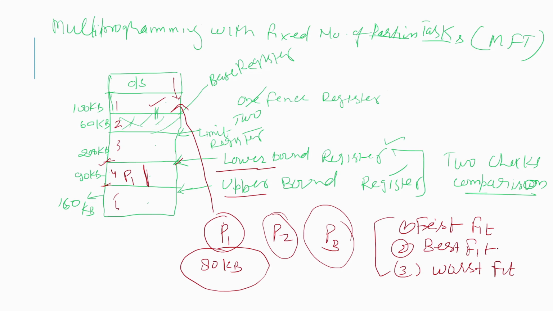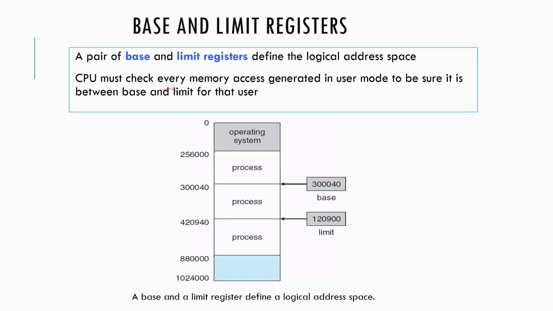In best fit and worst fit, the entire list is scanned. But in first fit, it starts from the beginning, and when it first gets a large enough space, the process is immediately allocated the memory. Out of these, best fit and first fit are considered the best methods.